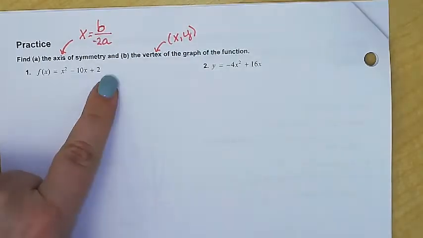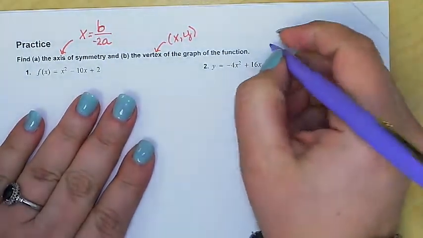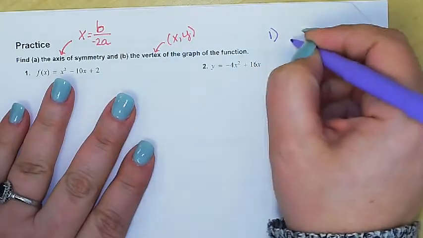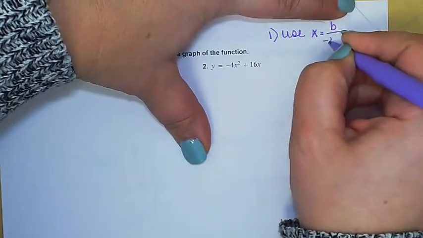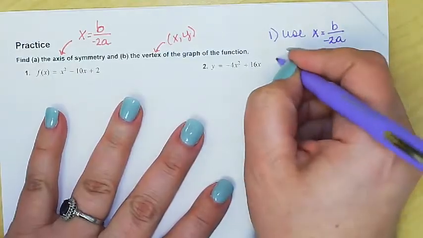When you have a quadratic equation like this with all 3 terms, this is how you're going to tackle these tasks. Okay, number 1, you're going to use that x equals b over negative 2a to find the axis of symmetry.